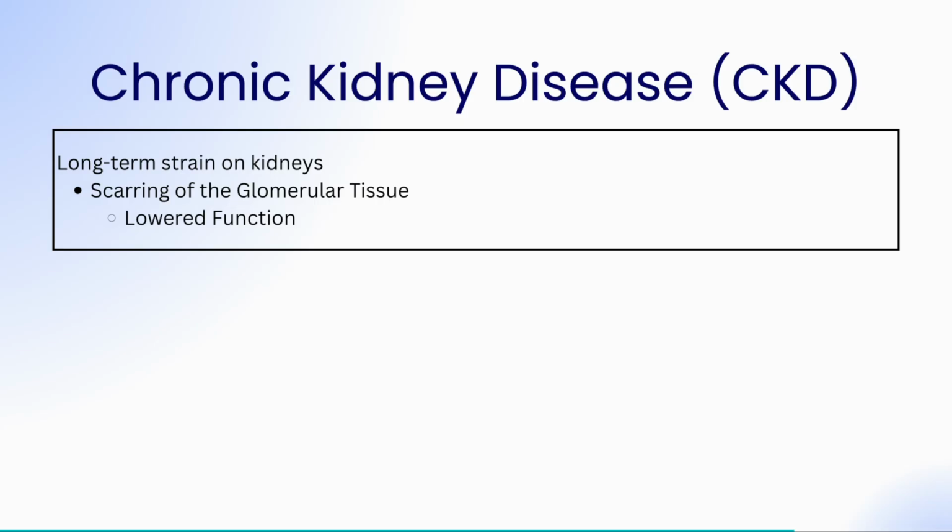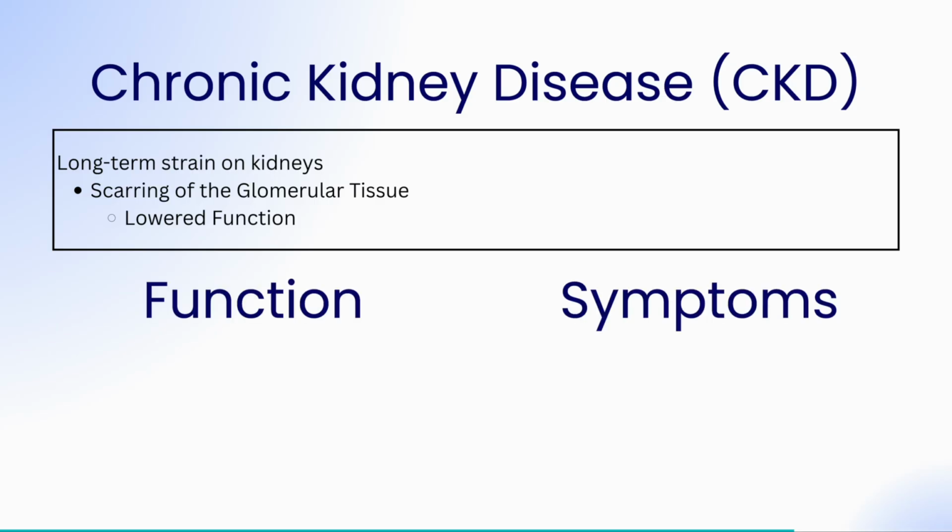age, because after a lot of strain, your kidneys can no longer function, can no longer filter your blood properly, and this is because there's scarring of the glomerular tissue. So basically, there's just lowered function. Less filtrate is able to enter the nephrons, and it's no longer able to filter the blood properly. And this is the really interesting portion, because if you look at the function and the symptoms, there's actually a really easy link between them.